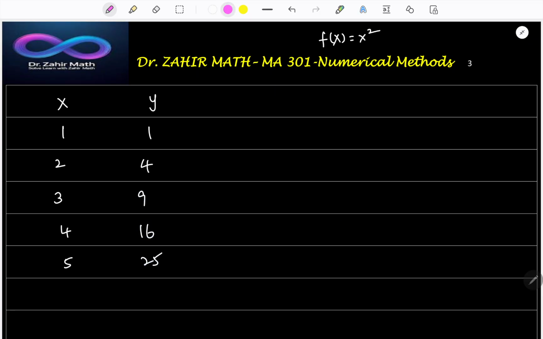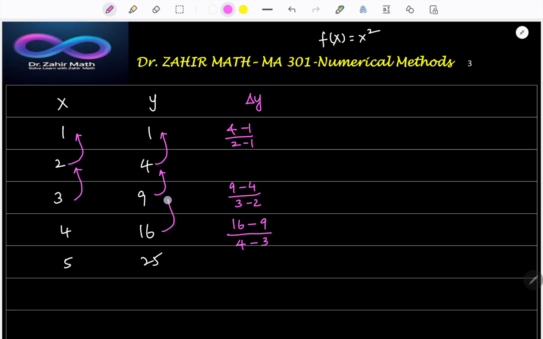So let me calculate del y without using the formula shortcut. I'll teach you how. Look here: this minus this, divided by this minus this. Which is 4 minus 1 divided by 2 minus 1. Easy. 9 minus 4 divided by 3 minus 2. Easy. Then 16 minus 9 divided by 4 minus 3. This minus this, divided by this minus this. Easy.